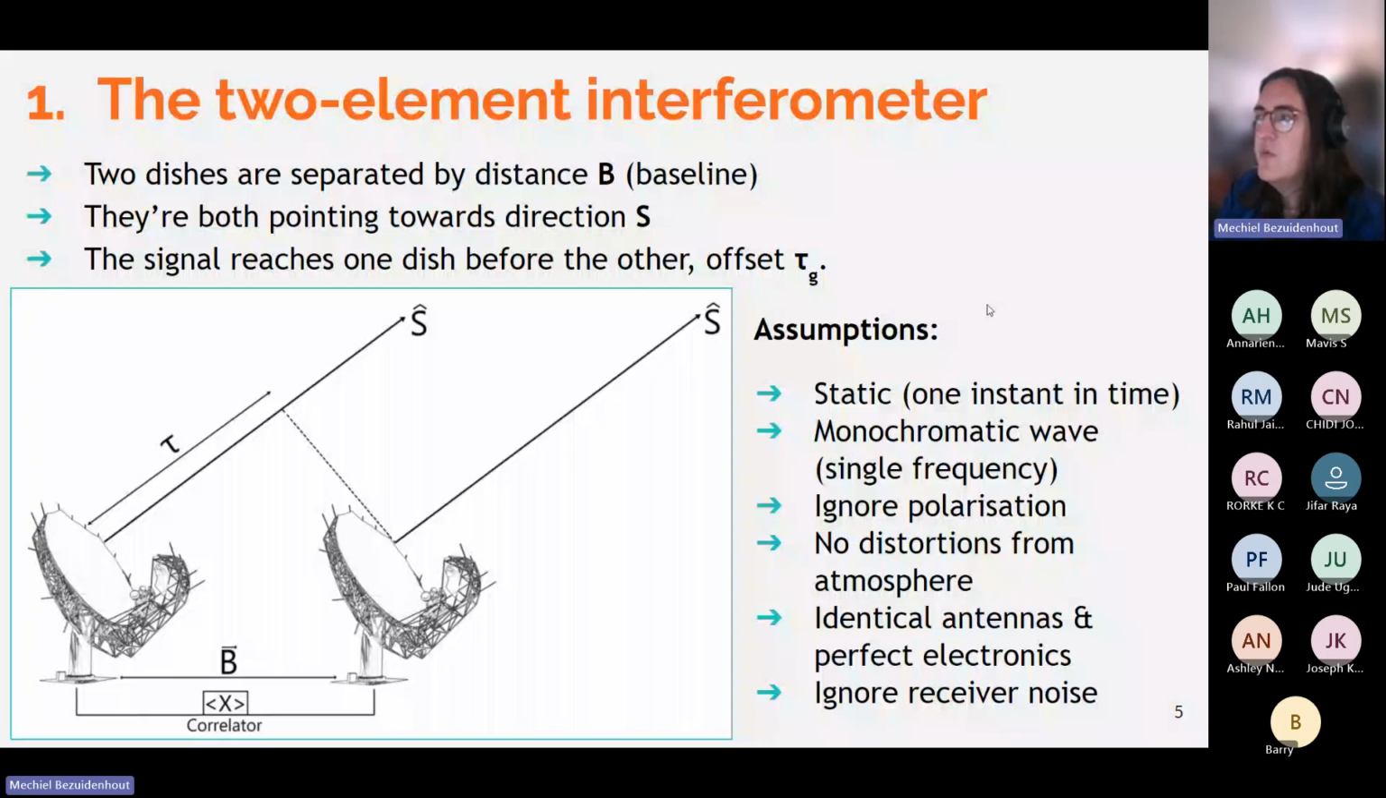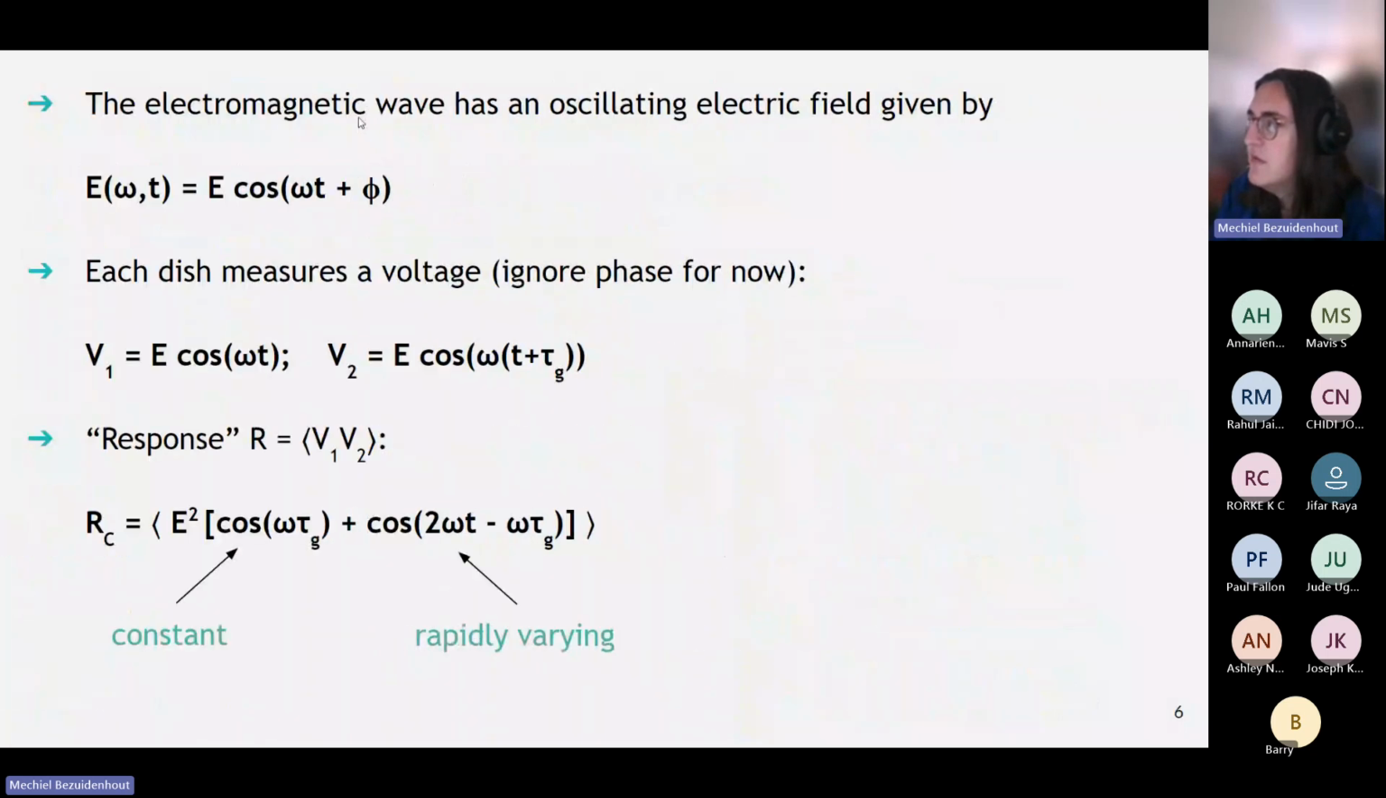Now, the electromagnetic wave that falls onto these two antennas has an oscillating electric field given by this equation. It's E, the amplitude, times a cosine of omega t plus a phase, where omega is the angular frequency and t is time. And each dish measures a voltage, as we saw in, I think, the fourth lecture in the series. Each dish turns this wave into a voltage.